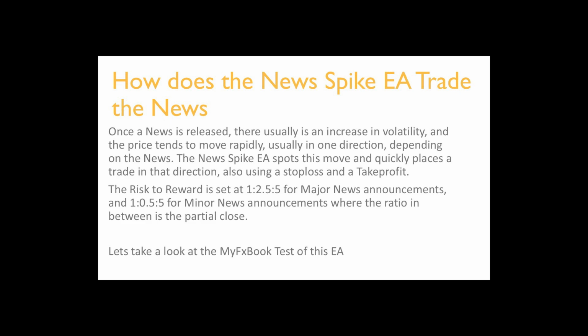How does the new Spike EA trade the news? Once the news is released, there's usually an increase in volatility, and the price tends to move rapidly, usually in one direction. Now, depending on the news, Spike EA spots this move and quickly places a trade in that direction. Like I explained earlier, all of this happens under a second.